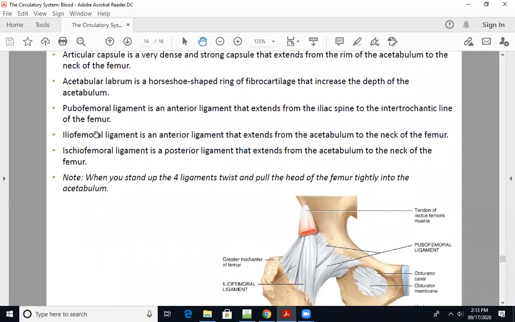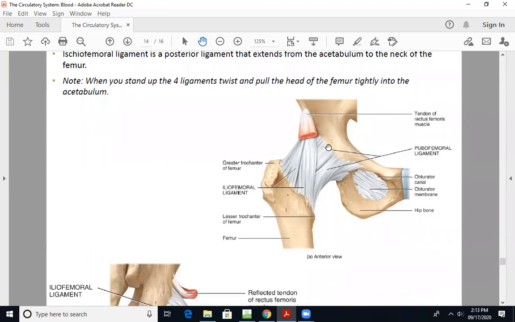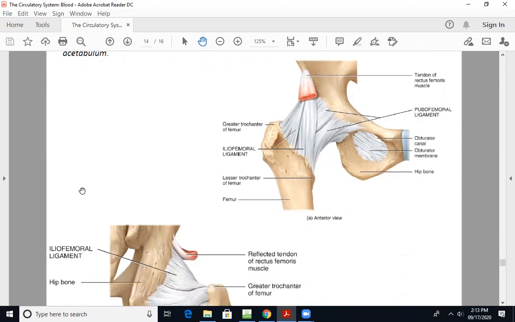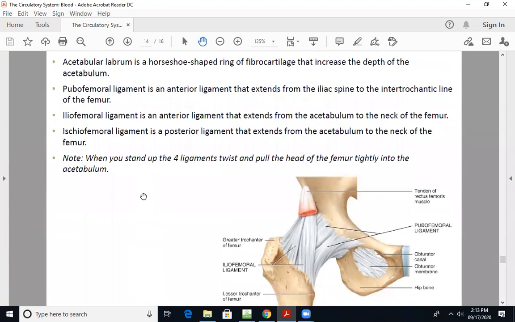So what we have are three ligaments, the pubofemoral, shown here in the anterior view, connecting the femur to the pubic region of our hip. Okay, we can't see it in our posterior view because the pubic portion of the hip is anterior.